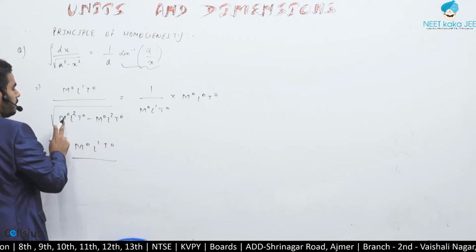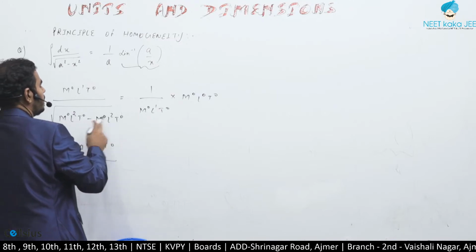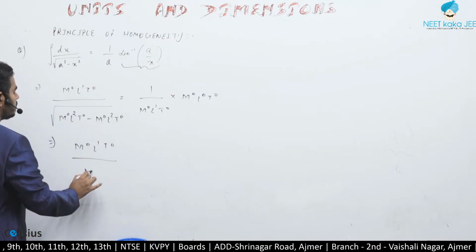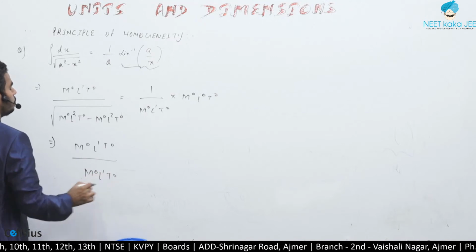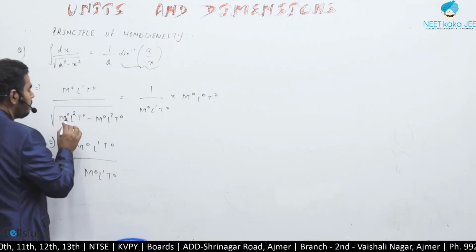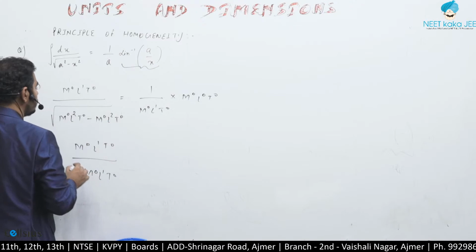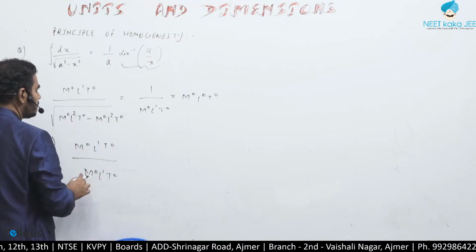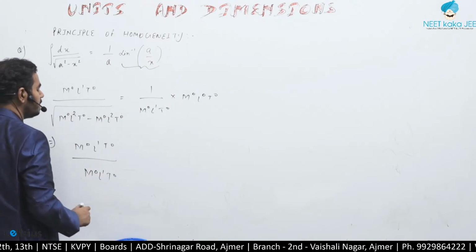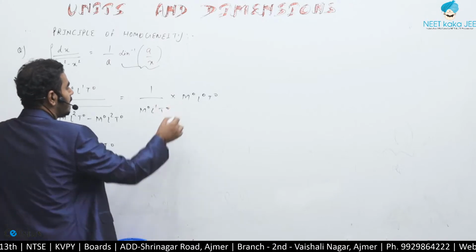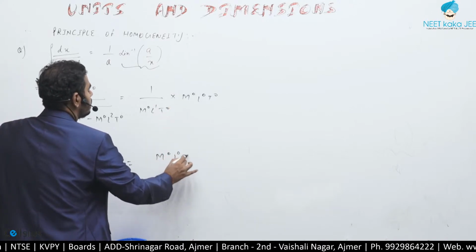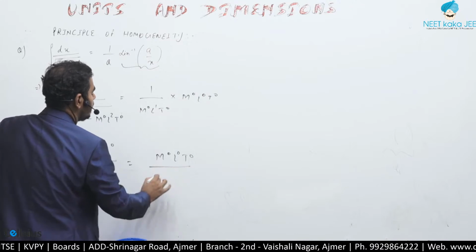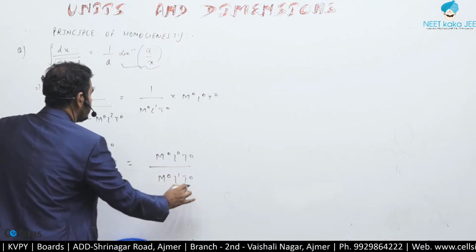So it is under root M0 L2 T0 minus M0 L2 T0. So it is M0 L1 T0, because inside under root it will become M0 L2 T0, and under root M0 L2 T0 is what? M0 L1 T0. And on this side it is M0 L0 T0 divided by M0 L1 T0.